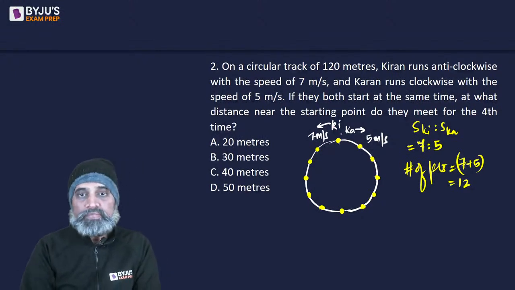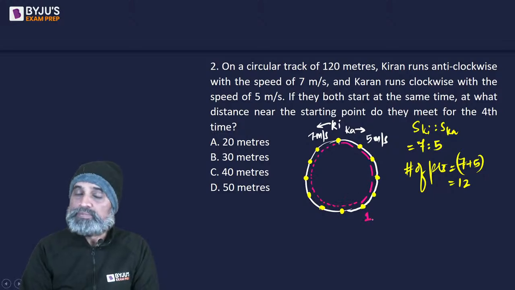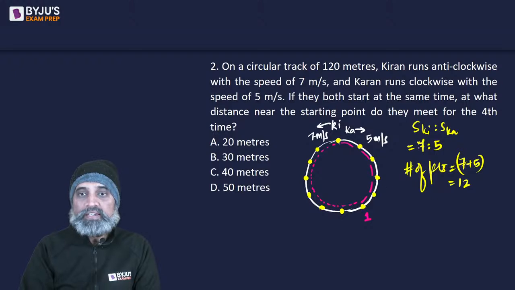Now, Karan is going to run 5 segments here. So this is 1, 2, 3, 4, 5. And in the meantime, Kiran is going to run 7 segments. 2, 3, 4, 5, 6, 7. And this is where they meet for the first time. Okay. Now, we need to find out the fourth time.